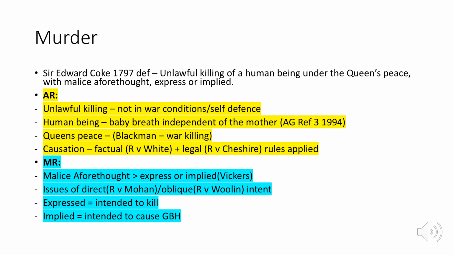Under MR, you've got malice aforethought, express or implied. Vickers is a good case for implied. You've got issues of direct, Mohan, or oblique, Woollin, intent. So express means intended to kill, and implied means intended to cause GBH.